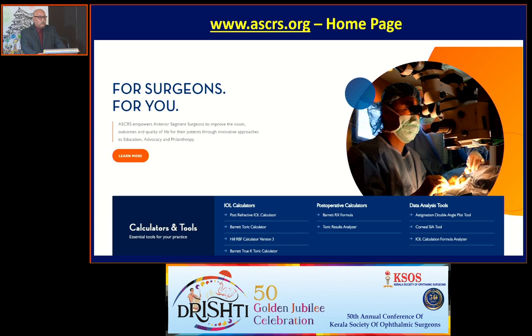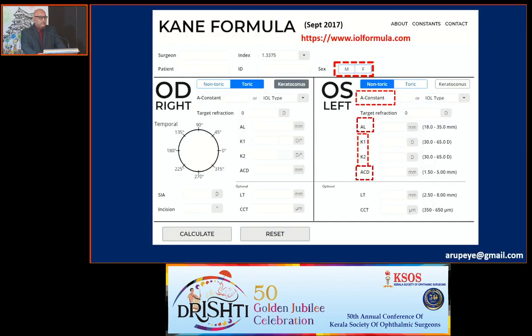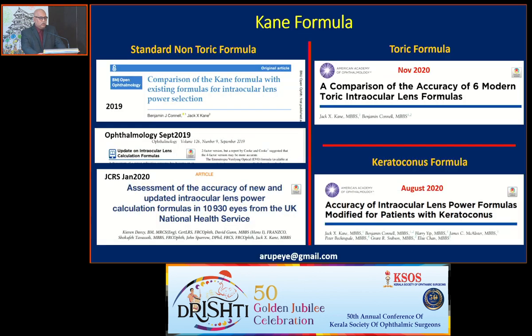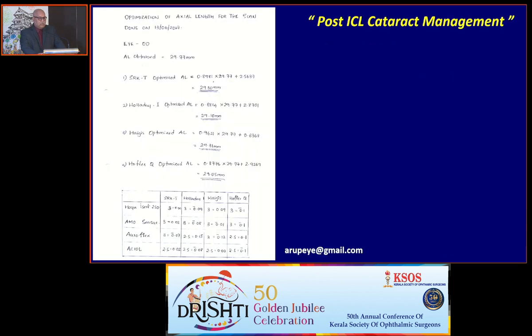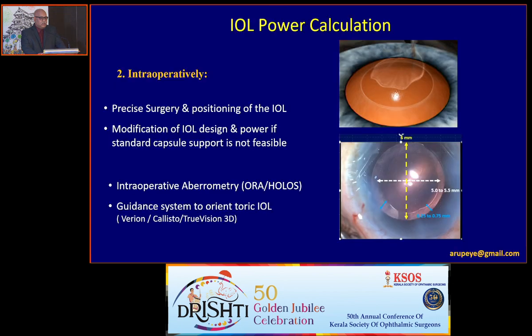And ASLS.org, this particular homepage gives you a lot of options. The KN formula is the new kid on the block, so it gives better results for toric IOLs, for keratoconic eyes, and there are a lot of studies. And for the extremes of eyes, small axial length and large axial length, I use multiple formulas and then take a decision appropriately.